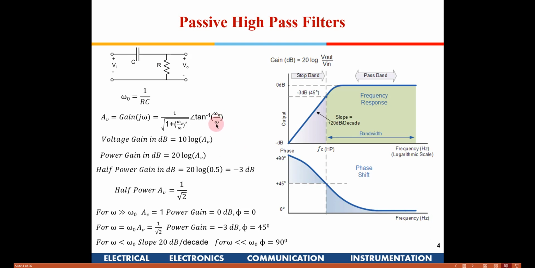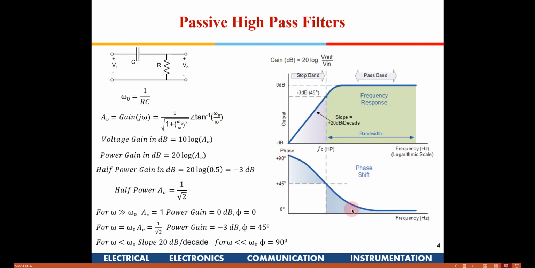For very small values of omega, close to 0, this is going to be tan inverse infinity. So this is going to be 90 out here. For large values of omega, it is going to be tan inverse 0, so the phase is 0. For omega equal to omega 0, tan inverse 1, so 45. For omega equal to 0, it is infinity, so the phase angle will be 90 degrees.